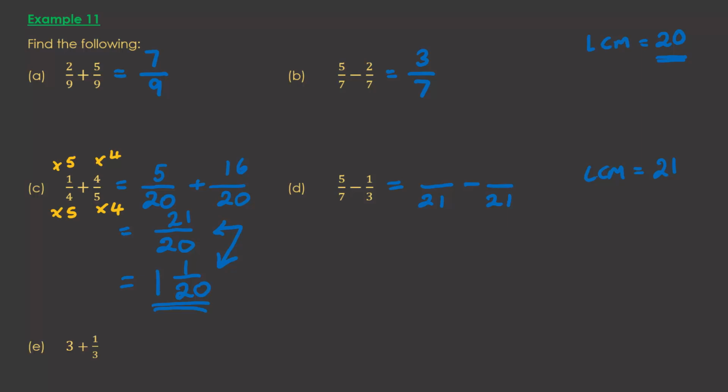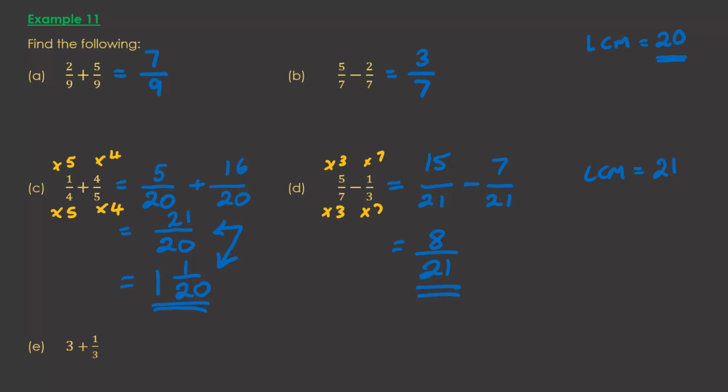What have we done here? This one was multiplied by 3, so do the same to the top. So that is going to be 15 over 21. This one was multiplied by 7, do the same to the top. So this one's going to be 7 over 21, which is 8 over 21.